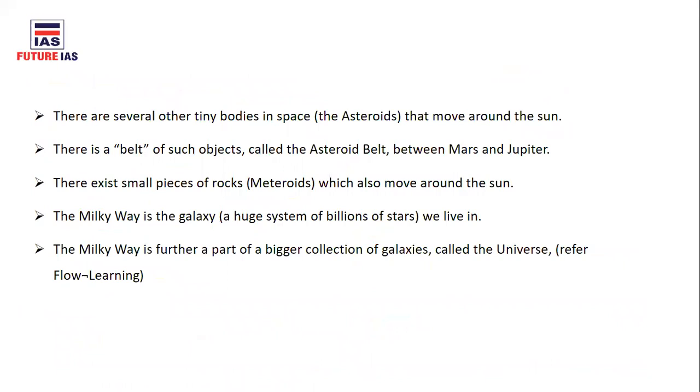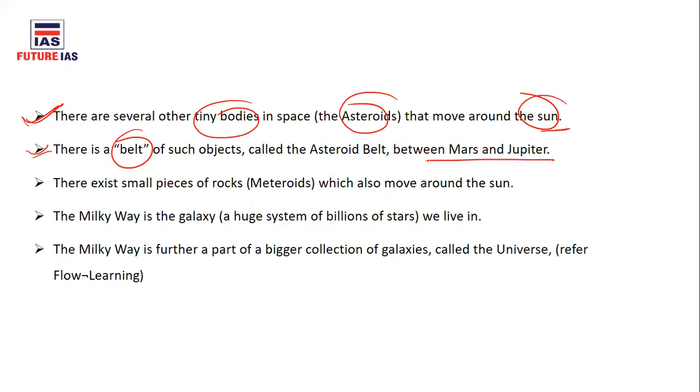All right. And regarding asteroids, I have already given you the definition that there are certain tiny bodies in space which are called asteroids. These asteroids move around the sun. And there is a belt where such tiny objects are present. This is called the asteroid belt, and it is only present between Mars and Jupiter. Okay.